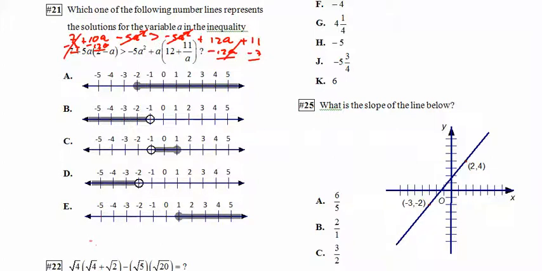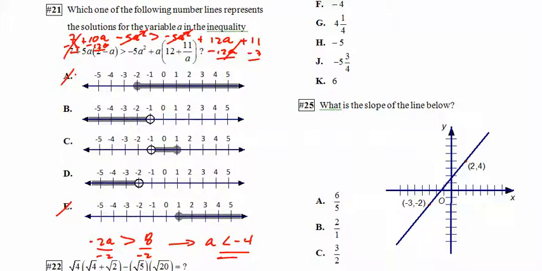All the way down here I get negative 2a greater than 8. Divide by negative 2, divide by negative 2. When we divide, we have to flip it. A is less than negative 4. Not equaling, so I can definitely get rid of these because they're equal. Gotta go find my negative 4.